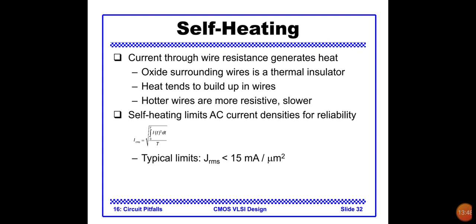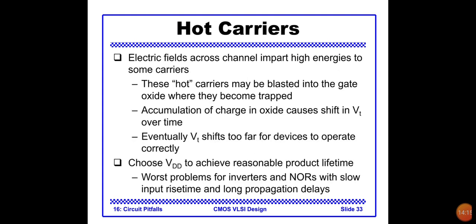Self-heating: the current through wire resistance generates heat. The oxide surrounding wires is a thermal insulator, so heat tends to build up in wires. Hotter wires are more resistive and slower. Self-heating limits AC current densities for reliability. Typical limits: J_RMS less than 15 mA per square micrometer.